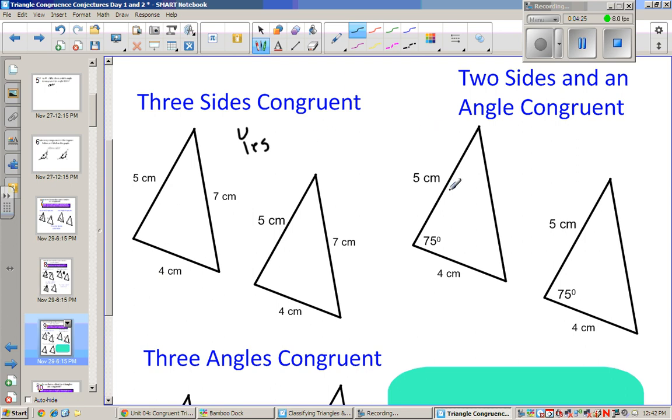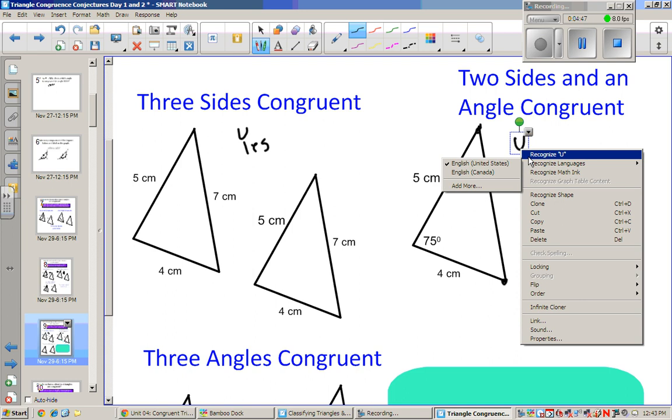Now if we have 5, 75, and 4, 2 sides and the angle in between, this one, if I kept this angle and this side in place, there's no other way I can draw this triangle other than connecting this line. So this one would also prove congruence.